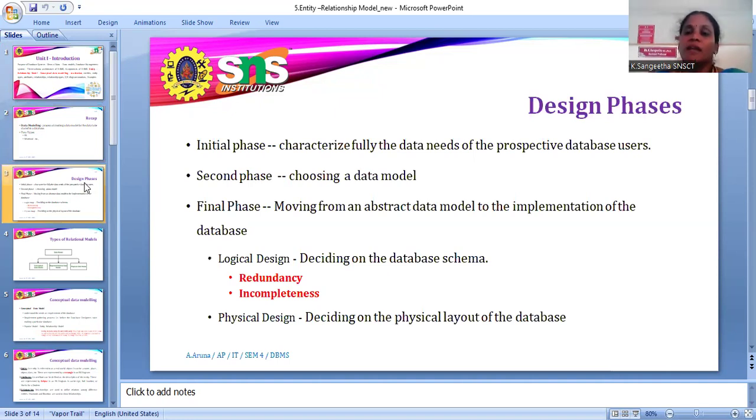In problem solving, before solving a problem, we must have knowledge about how to solve it, right? So for that, we have to write an algorithm and draw the flow chart, and finally pseudocode is also used before converting into the original source code. Likewise, database design also has several stages. In the initial phase, we characterize fully the data needs of the database users. In the second phase, we choose a data model and move from the abstract data model to the implementation part, which covers physical and logical design also.